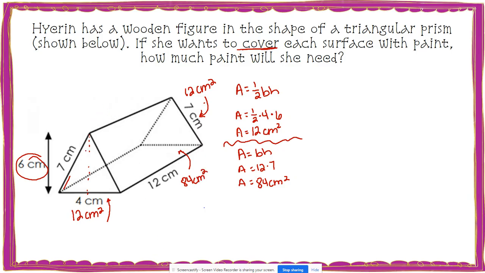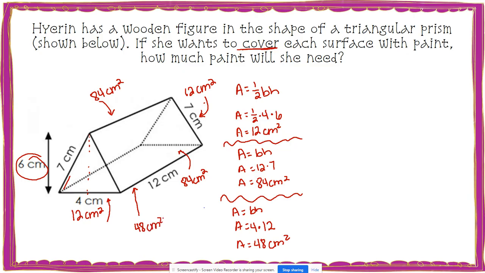Now, this face on the other side also has a height of 7 and a base of 12, so this face also has an area of 84 centimeters squared. However, the rectangle on the bottom is a little bit different. It does have a height of 12, but its base is not 7, it's 4 because it's right here. So this rectangle is going to be a base of 4 times a height of 12, which is an area of 48 centimeters squared. So the bottom of this has an area of 48 centimeters squared.